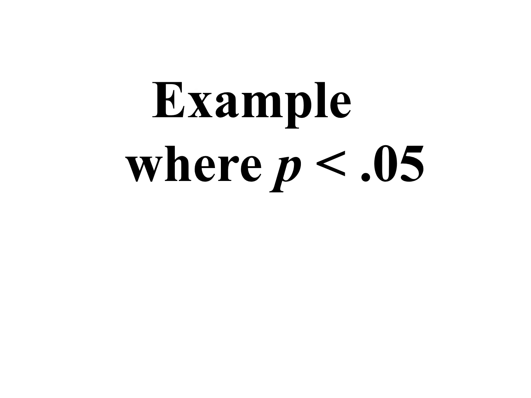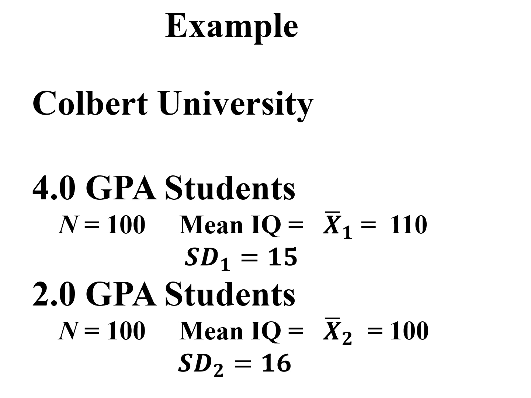Let's quickly look at an example where the p-value is less than 0.05. We will use another example that we are already familiar with, and that is the study that is comparing two groups of students. One group of students with a 4.0 GPA and another group of students with a 2.0 GPA. We are interested in knowing if the differences in IQ are significant or not. The mean IQ for the 4.0 GPA students is 110, and the mean IQ for the 2.0 GPA students is 100.